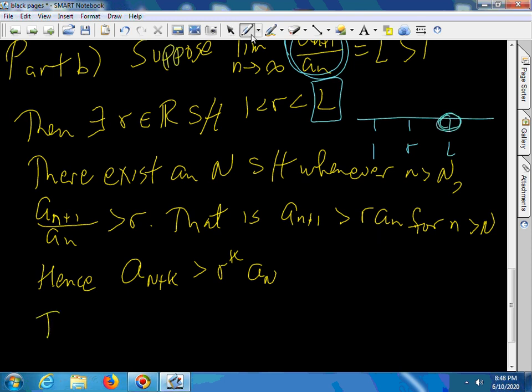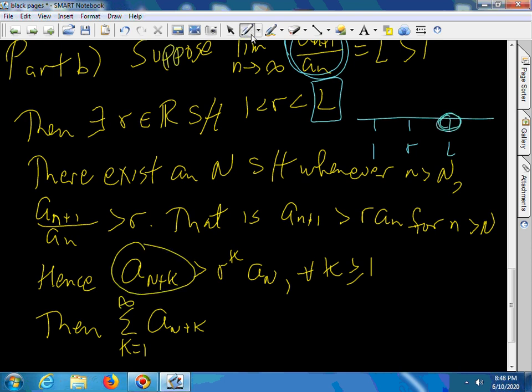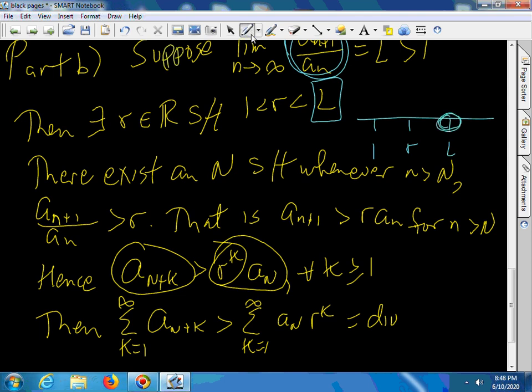Because now we have that it's going to diverge. The summation of a sub n plus k, for all k bigger than or equal to 1, as k goes from 1 to infinity, is going to be bigger than the summation as k goes from 1 to infinity of a sub n times R to the k, which diverges since R is bigger than 1. That's the proof of part B.